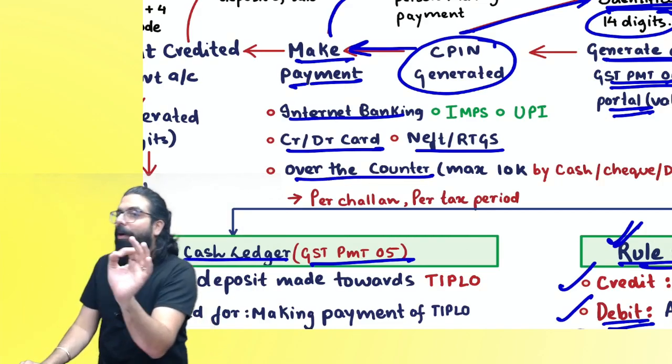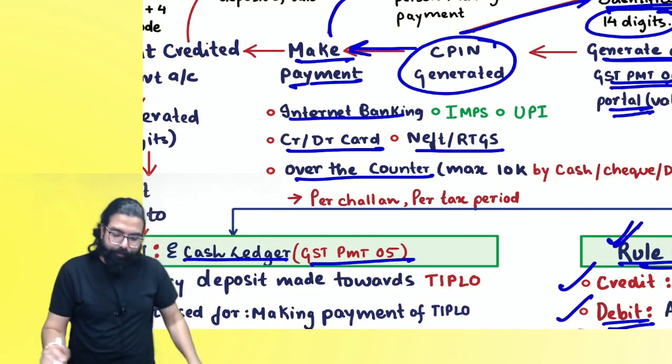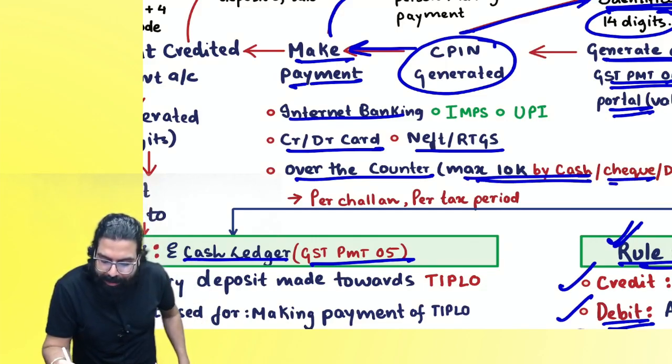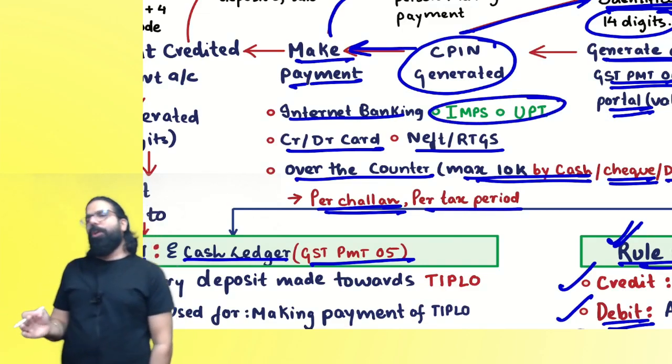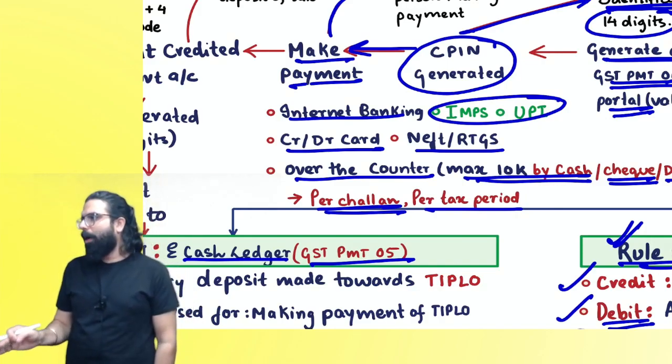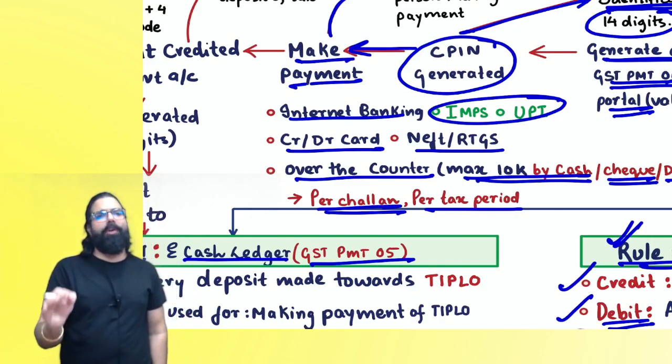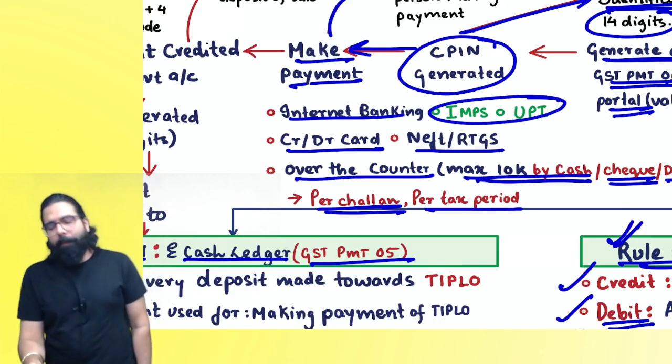But remember, that is over the counter. Maximum, how much, everyone? 10,000 by cash, check, or DD per challan per tax period. Amendment, everyone. Now you can use your IMPS or UPI mode also. Can I go ahead, everyone? UPI or IMPS mode also can be used. Amendment for your May 23.